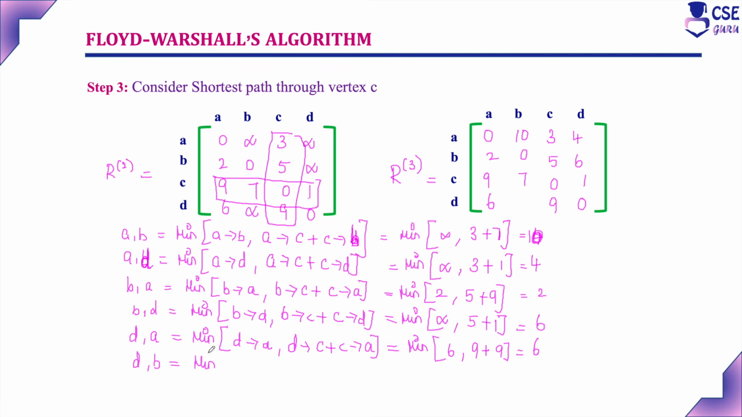Next, the shortest distance for D to B. Minimum of D to B, comma, through the shortest path C, D to C plus C to B. D to C is already 9. D to B is infinite, and through C, D to C is 9 plus C to B is 7. So we will get 16. So R of 3 is the new matrix we have found by considering the shortest path through C.